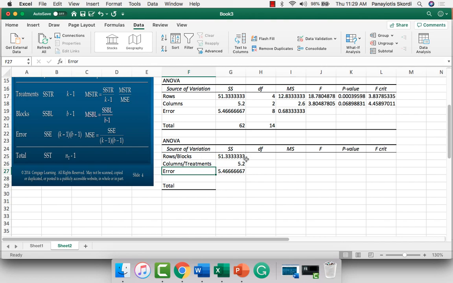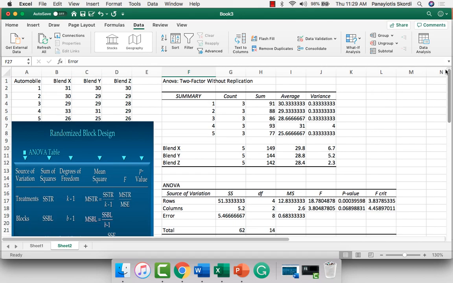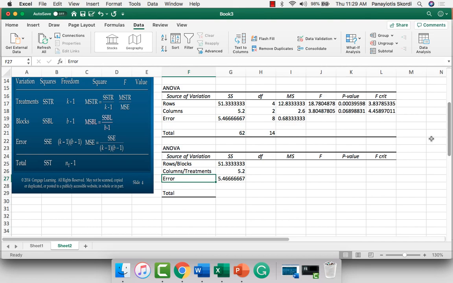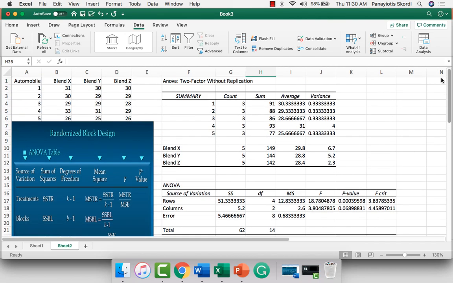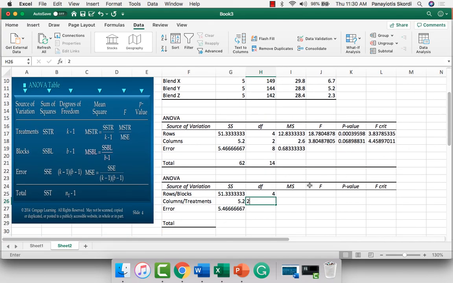But how do we find the degrees of freedom for the blocks? The blocks' degrees of freedom is the number of blocks minus 1. As we said, we've got 5 different cars, 5 different blocks. So 5 minus 1 is 4. And how about the columns, treatments? K minus 1, the number of treatments minus 1. We have 3 different treatments. 3 minus 1 is going to be 2. As you can see, I'm starting to replicate these numbers from the table above. And how do we find the degrees of freedom for the error term? It's going to be the product of K minus 1 times B minus 1. So that's just 4 times 2, which is 8, just the product of the ones above.